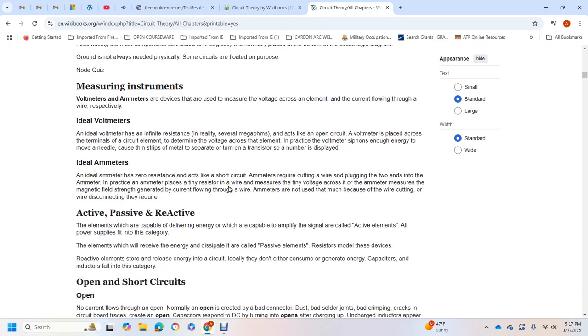Active, passive, reactive. Elements that are capable of delivering energy or capable of amplifying a signal are called active elements. All power supplies fit in this category. Elements that receive energy and dissipate it are called passive elements. Resistors model these devices. Reactive elements store or release energy into the circuit. If ideal, they don't consume or generate energy. Capacitors and inductors fall into this category.